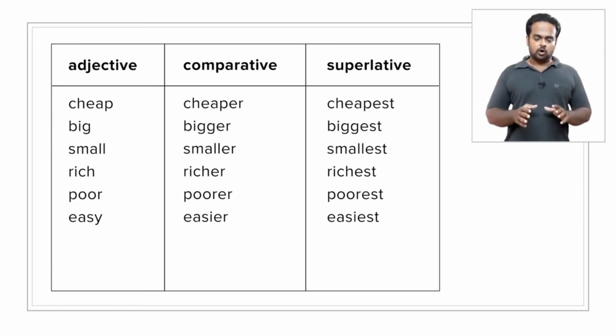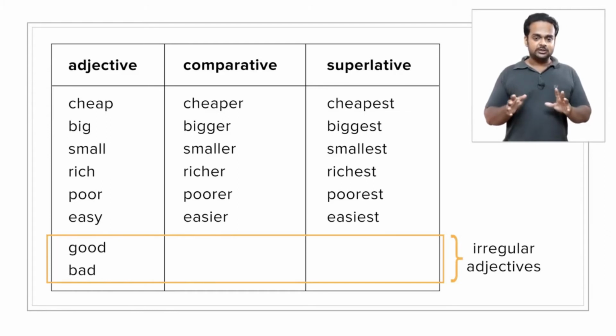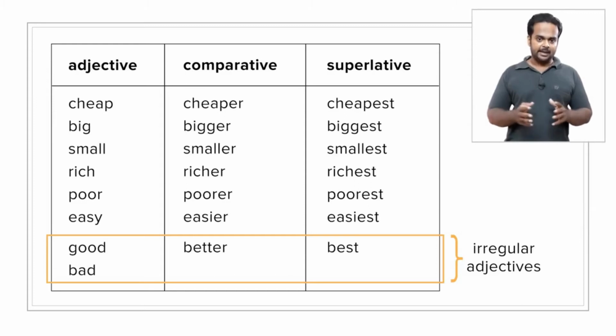Some adjectives are called irregular because you cannot guess their comparative and superlative forms. For example, to compare using the adjective good, we don't say gooder and goodest. We say better and best. Similarly, do you know the comparative and superlative forms of bad? Bad, worse, and worst.